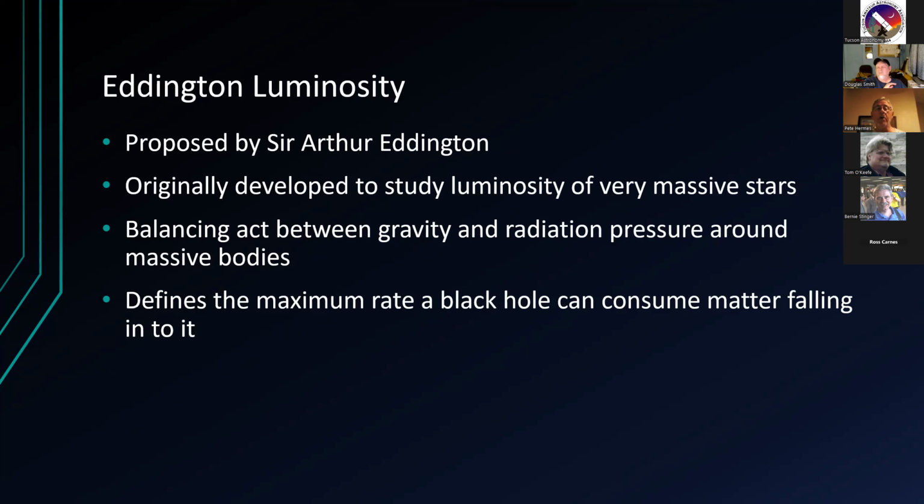While this was originally proposed to limit the formation of supermassive stars, where we now think the upper bound limit of stars in our universe is around 200 solar masses, this also comes into play for black holes, and it defines how quickly a black hole can consume material as it falls from the accretion disk to the event horizon and into the singularity.